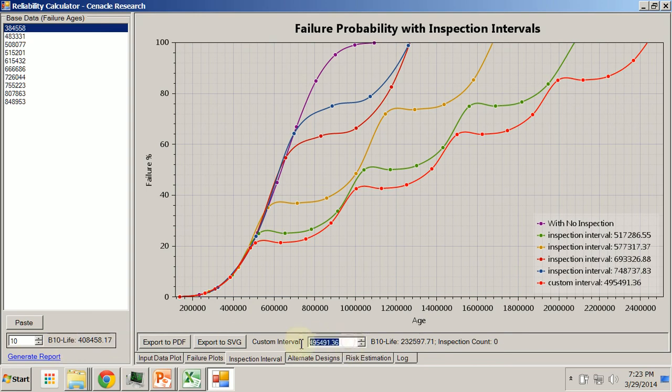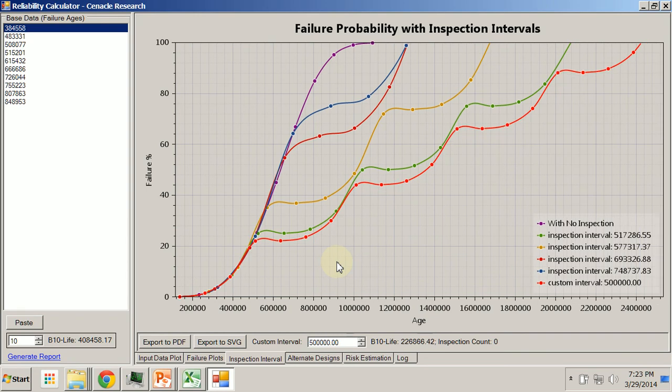Let us see, we have an inspection interval of, let us say, 500,000 cycles. With an inspection interval of 500,000 cycles, you can see the B10 life is about 226,000 cycles. So that is less than this 400,000 cycles, which means that with an inspection interval of 500,000 cycles, you can expect your B10 life to be smaller than without any inspection.